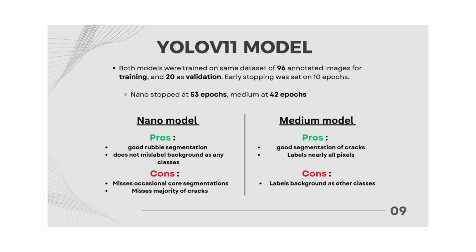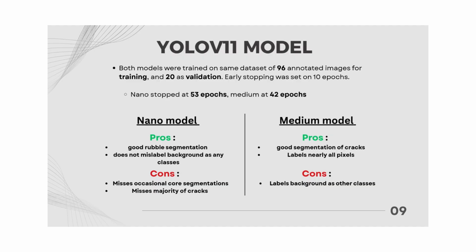So the models were trained on the same dataset of 96 annotated images for training and 20 for validation. I also employed early stopping at 10 epochs so that I could prevent overfitting. The nano model stopped at 53 epochs, and the medium model stopped at 42 epochs, which are relatively low numbers. So let's do a quick comparison between the two.